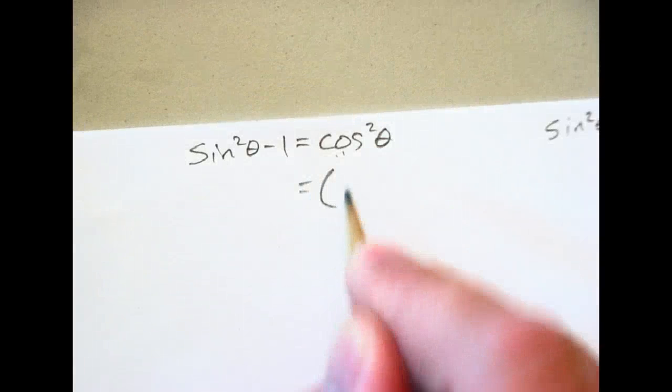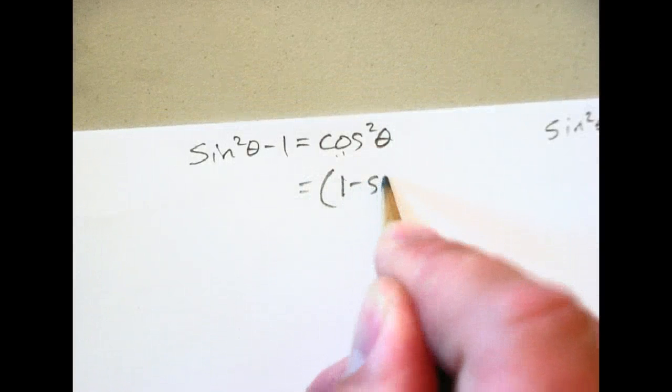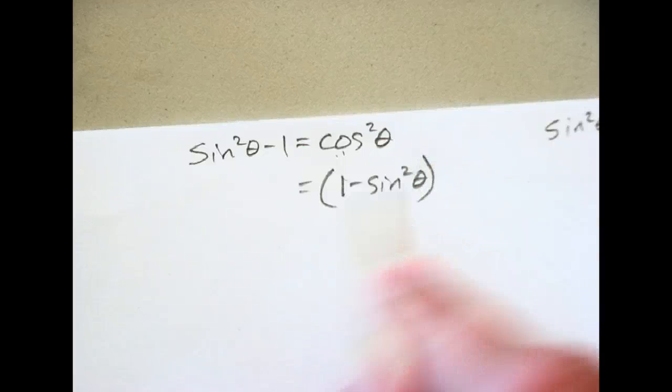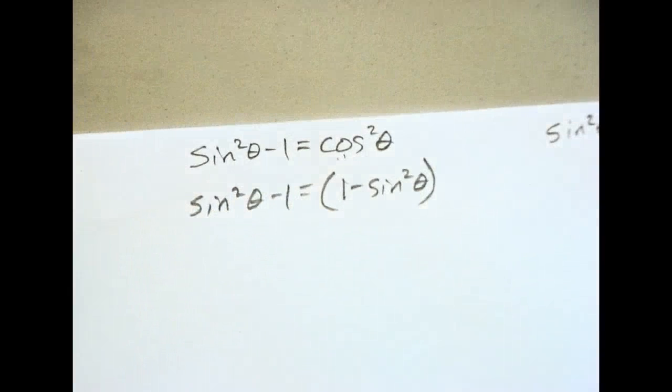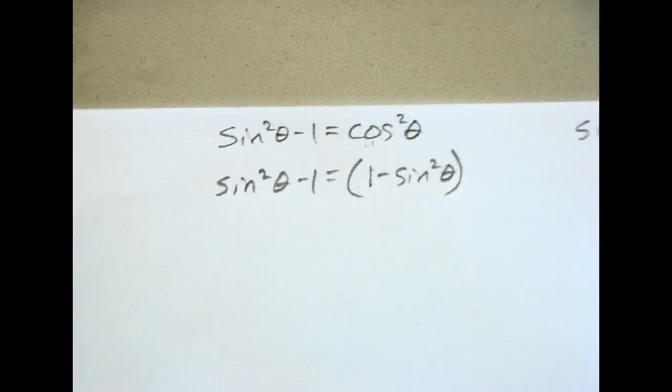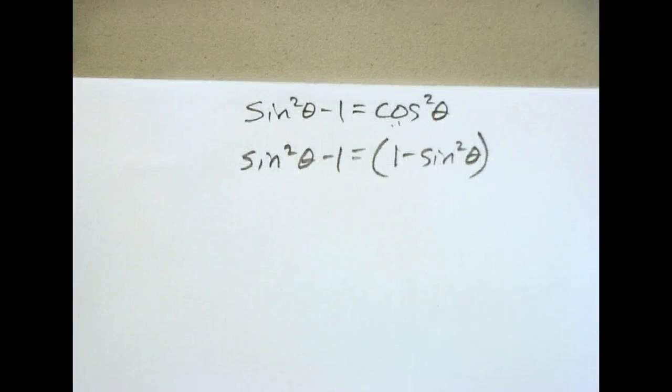All right? So I could substitute that in right here. 1 minus sine squared theta, and that's equal to sine squared theta minus 1. Because from there, you should be able to solve for sine squared theta.